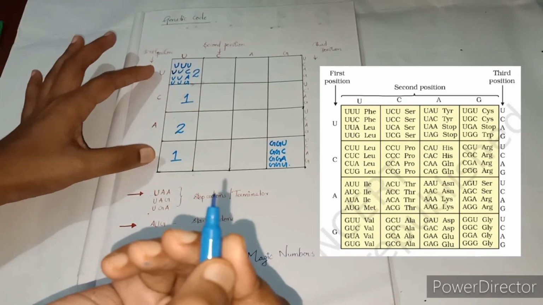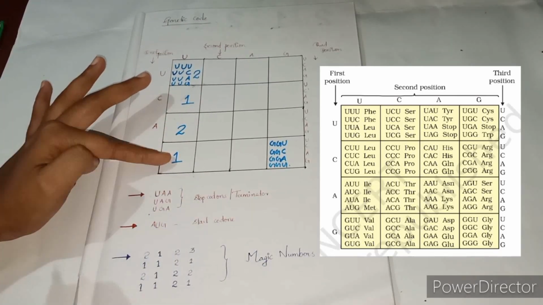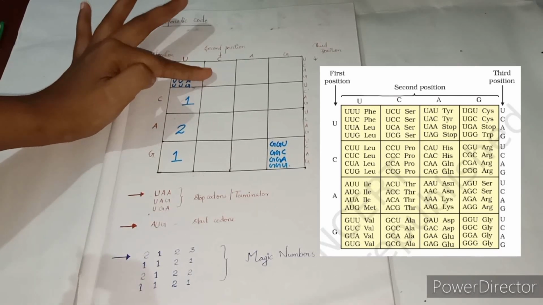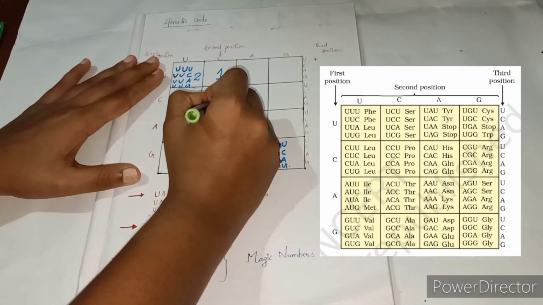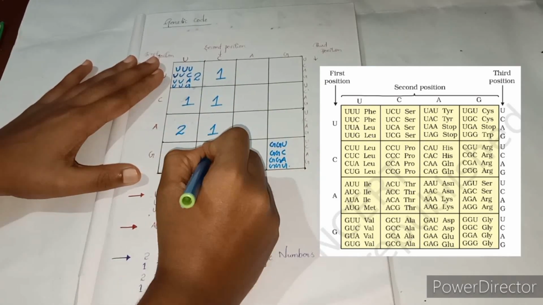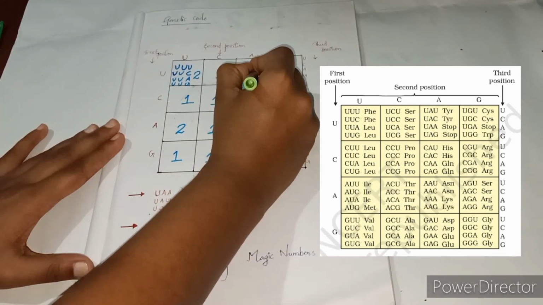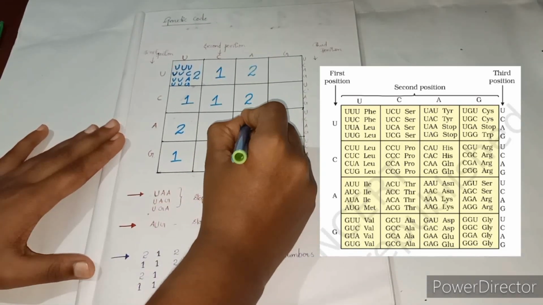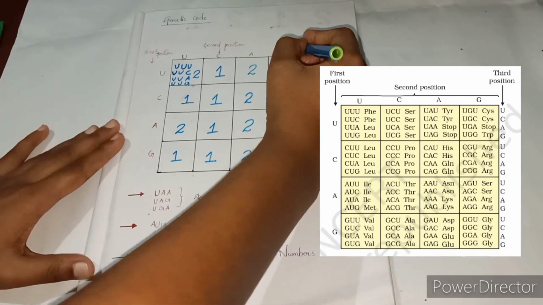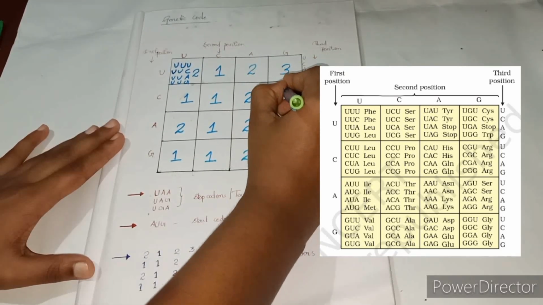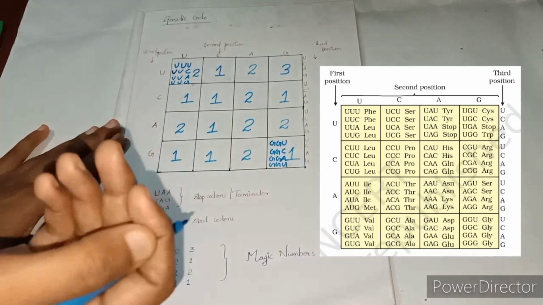For the first vertical column, the magic number is 2, 1, 2, 1. And for the second vertical column, it is 1, 1, 1, 1. And for the third, it is 2, 2, 2, 2. And for the last, it is 3, 1, 2, 1.